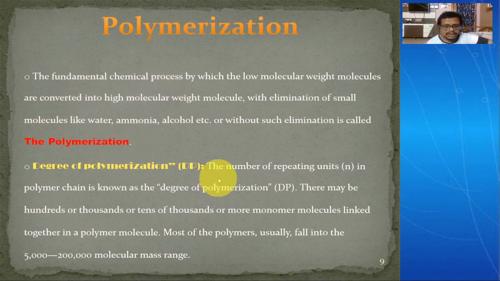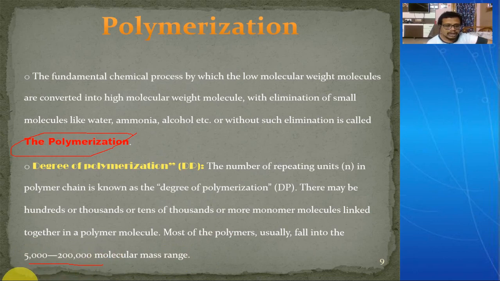Here I have again discussed the degree of polymerization, because polymerization is discussed after the degree. The number of monomers involved in the polymerization of the polymer chain is called the degree of polymerization. The degree of polymerization must be somewhere around 5,000 to 2,000.